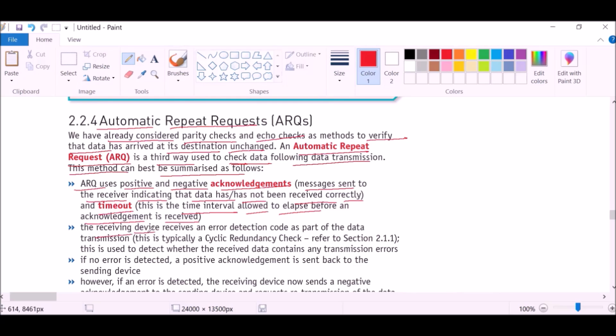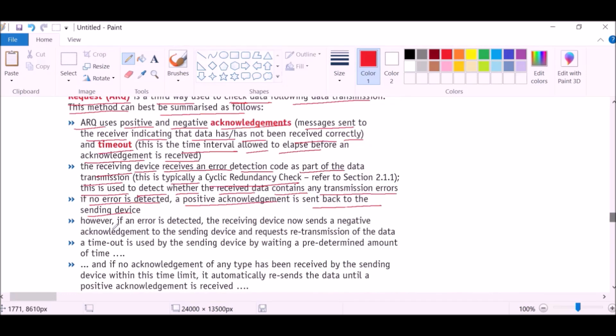The receiving device receives an error detection code as part of the data transmission. This is typically a cyclic redundancy check. This is used to detect whether the received data contains any transmission errors. If no error is detected, a positive acknowledgement is sent back to the sending device. However, if an error is detected, the receiving device now sends a negative acknowledgement to the sending device and requests retransmission of the data.